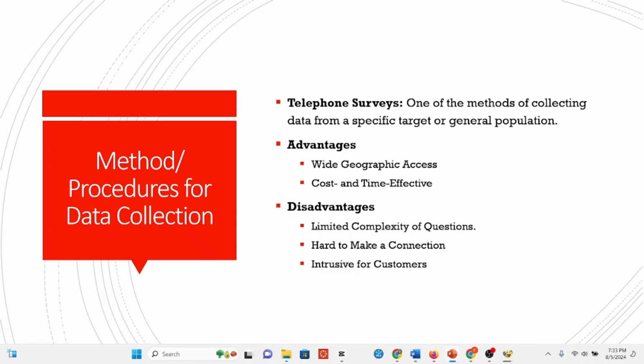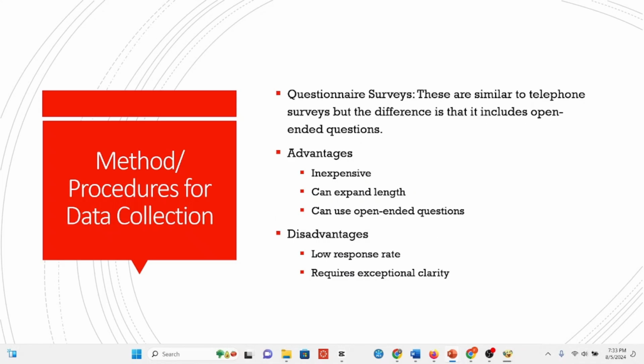The next method or procedure for data collection is questionnaire surveys. These are similar to telephone surveys, but the difference is that they include open-ended questions. Questionnaire surveys are a common method of data collection that involves asking respondents to complete a series of questions, typically in written form. These surveys can include a mix of closed-ended questions, which have predetermined response options, and open-ended questions, which allow respondents to provide more detailed and qualitative responses.